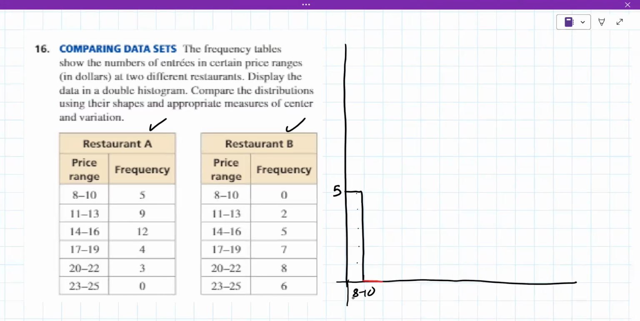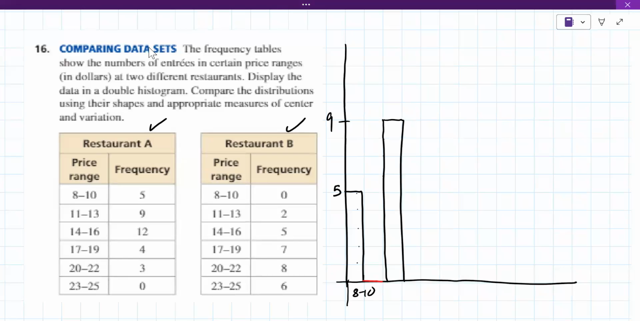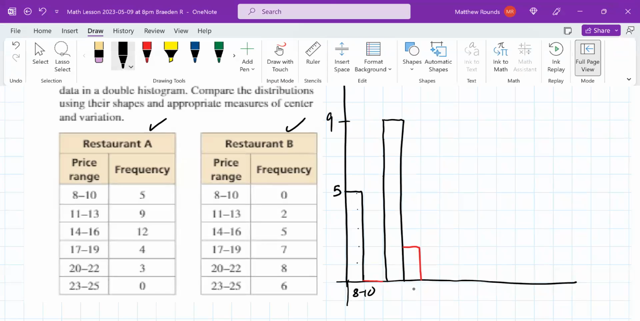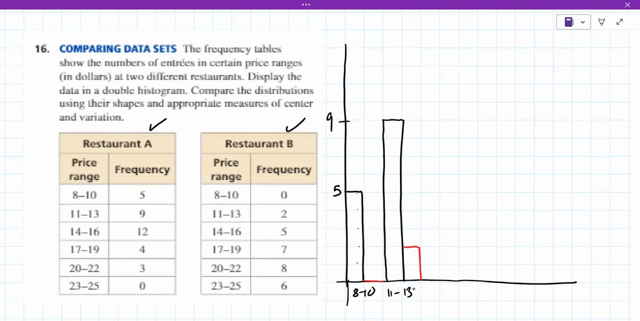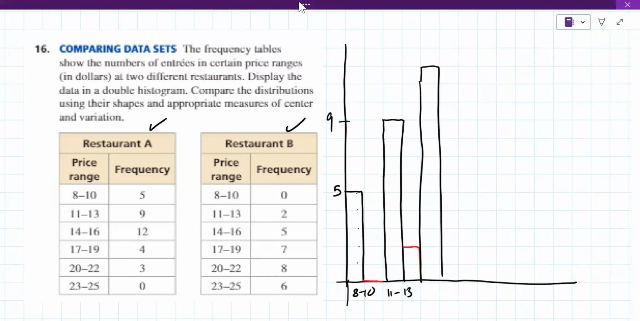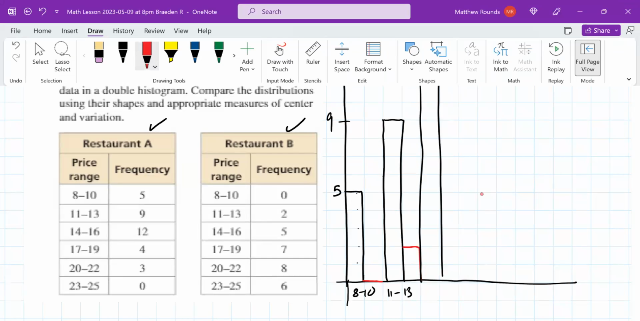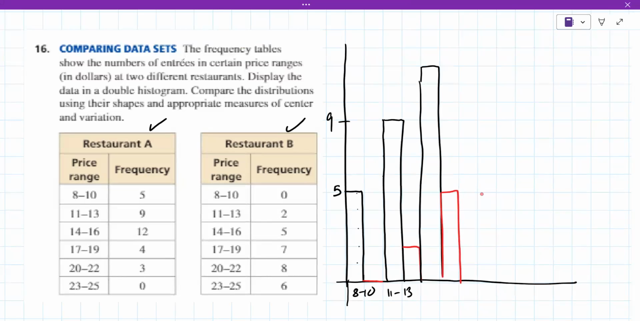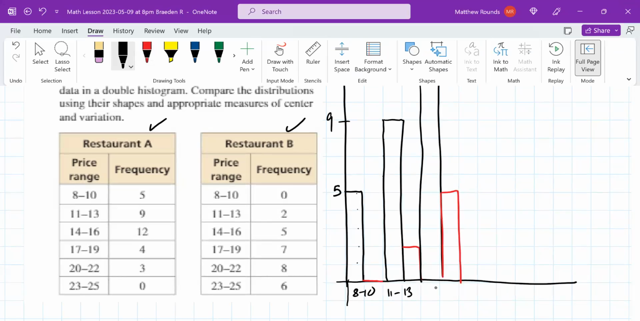Let's put a 5 there. And then we'll do the same thing for the 11 to 13. So 9, 6, 7, 8, 9. And then the other one is 2. So go height of 2. It's 11 to 13 there. And then 12, go up to 12. And then 5. That's 14 to 16.